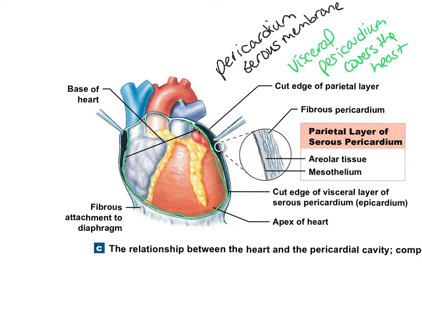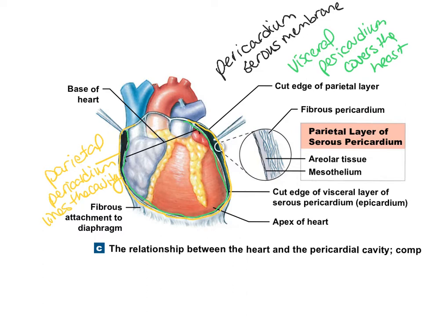Then there's a space, and so you can see the black space here, right? And then that is called the pericardial space. And then there's an outermost layer here, and that outermost layer is called the parietal pericardium. So we can see that goes all the way around like this, and that is called the parietal pericardium. So we could say that the parietal pericardium lines the cavity.